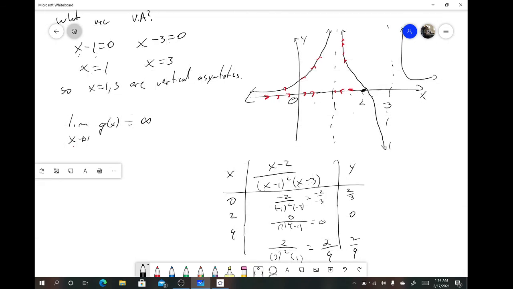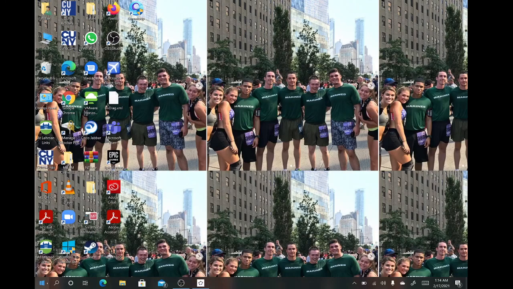Now, for x goes to 3 from the left side, we have to be a little bit more careful. 3 is here, so as we go towards it, I'm going to try to use a different color. Or crash my computer. One or the other.